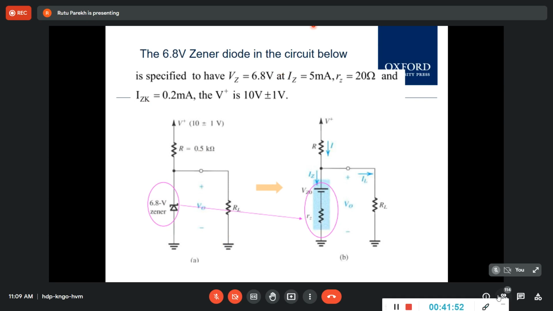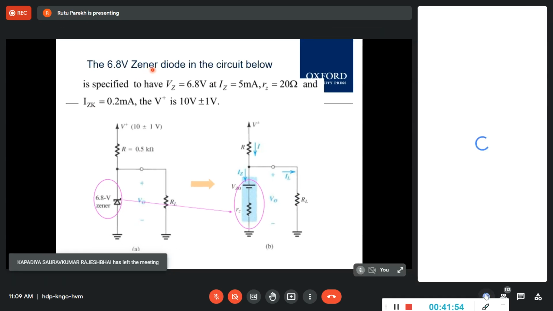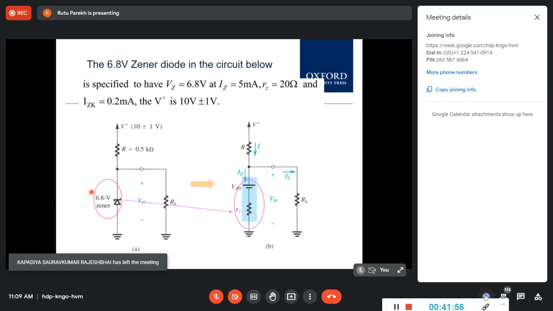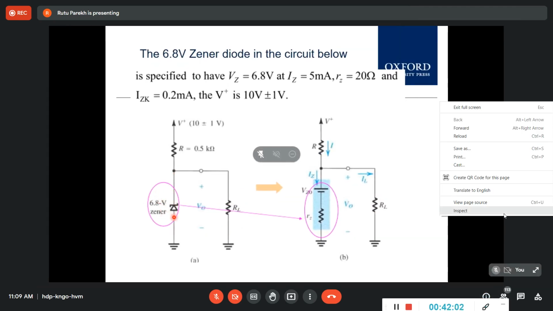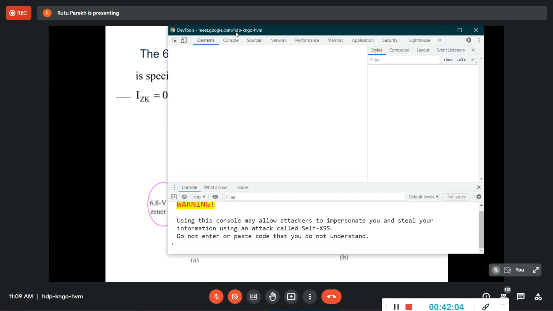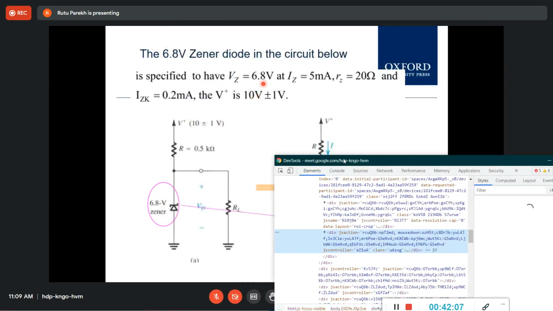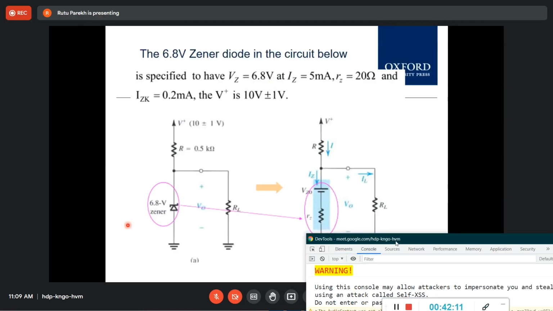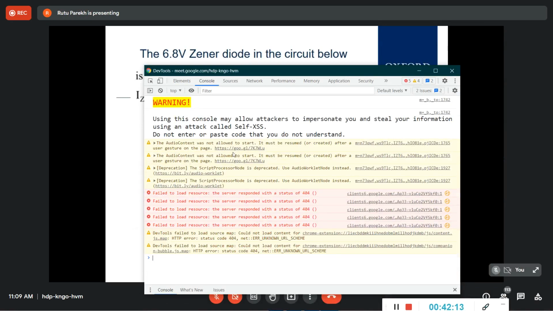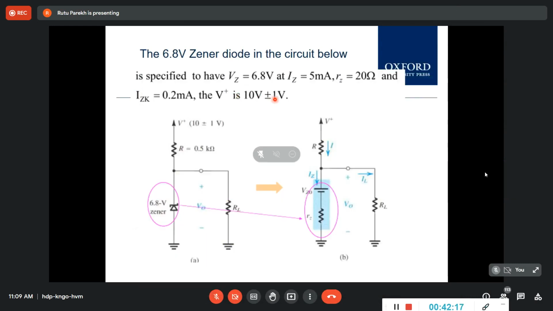Yes, ma'am. Okay, so here it says a 6.8 volt Zener diode in the circuit below. As we saw, it was a 3 volt Zener to protect the LED. This is a 6.8 volt Zener for this load here. And this is given, VZ is 6.8 volt. This is the Zener. IZ is given, RZ is given, and IZK is given, and V plus is this.